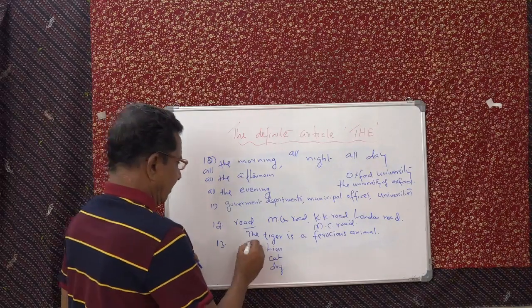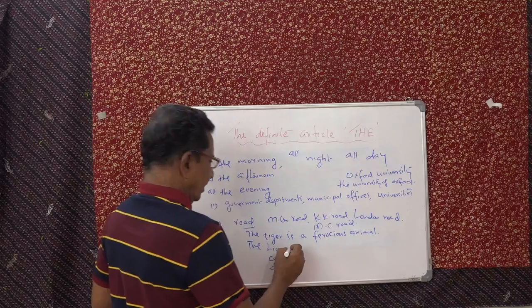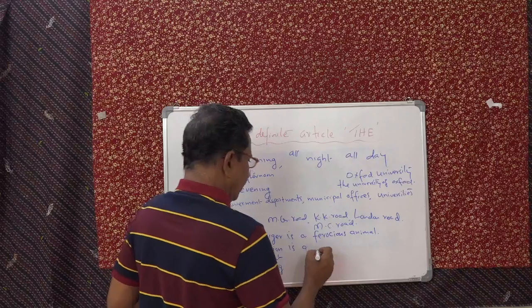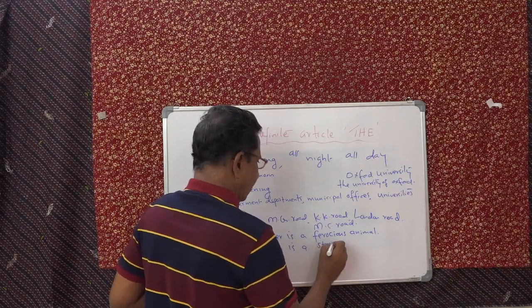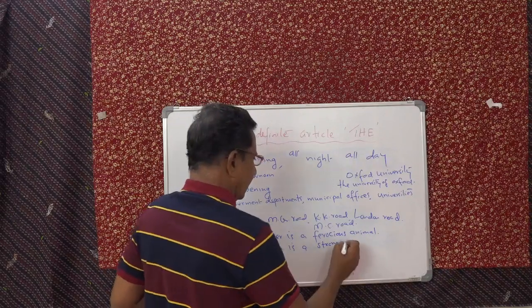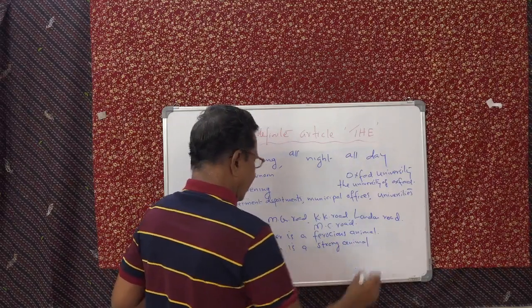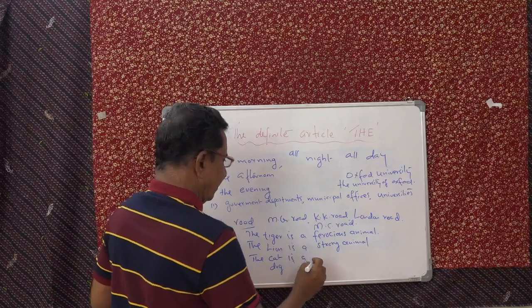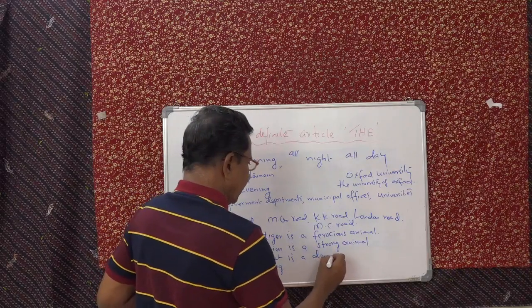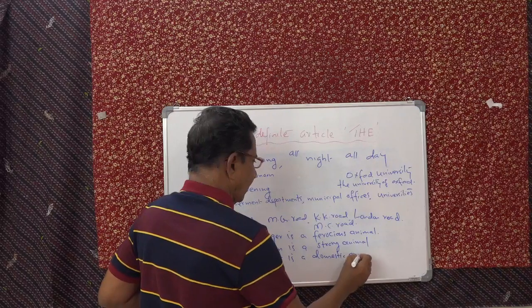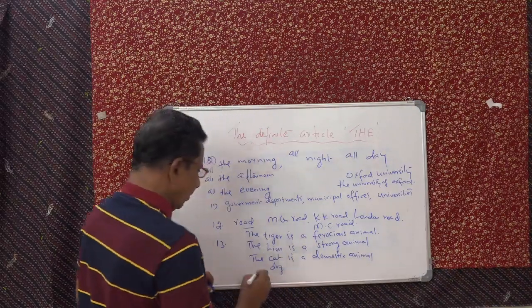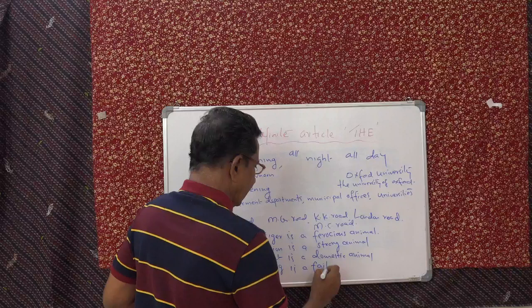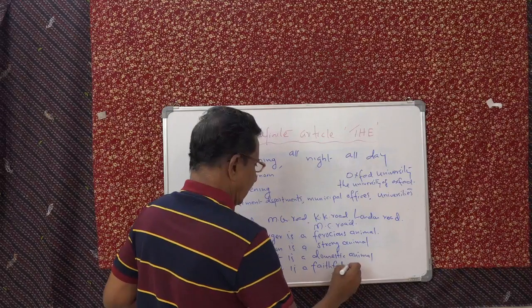The lion, you say. The lion is a strong animal. So the cat is a domestic animal. So the dog is a faithful animal.